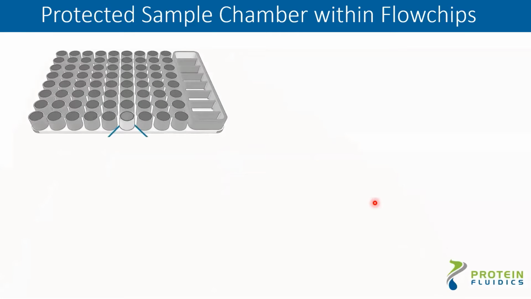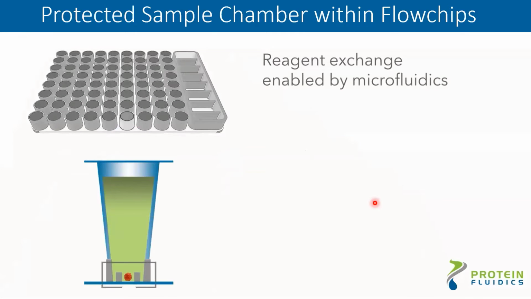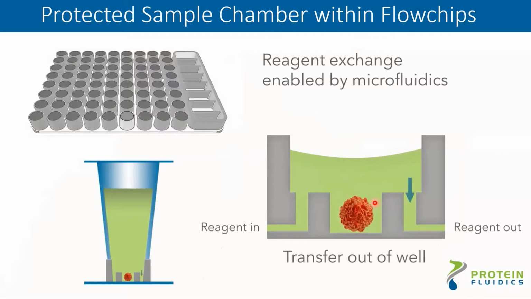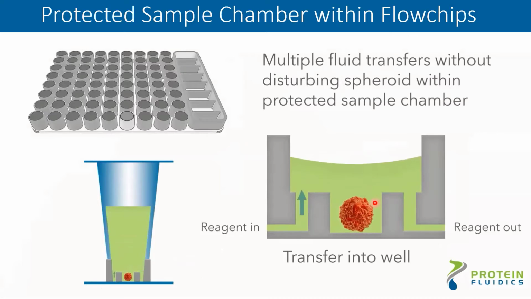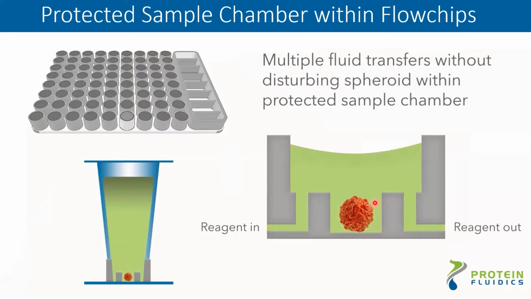In the bottom of each well where your organoid is placed is a sample chamber about a microliter in volume, and you can then transfer reagents in and out from the side without disturbing your organoid. And also when you do these transfers, you don't dry out the organoid, which is very important for a lot of assay applications. And remember, these assay changes and reagent exchanges all occur within an incubator. So you're doing in situ sampling and in situ reagent exchanges with your organoids.